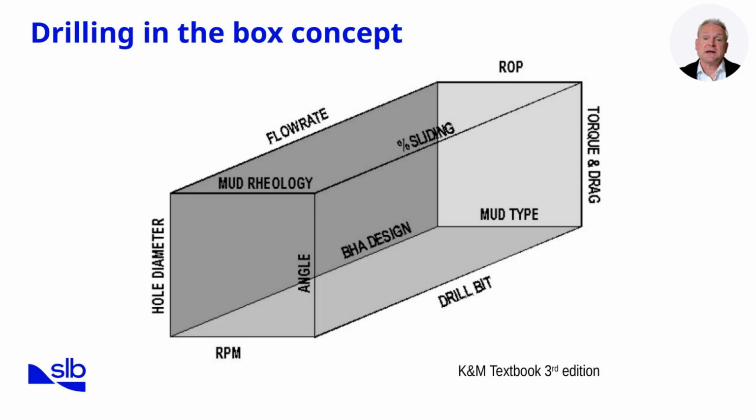The hydraulic parameters sit across the top plane, flow rate and mud rheology. These govern hole cleaning efficiency, pressure control, and cuttings suspension. Poor rheology or insufficient flow rate can reduce hole cleaning, increasing drag and risking stuck pipe.